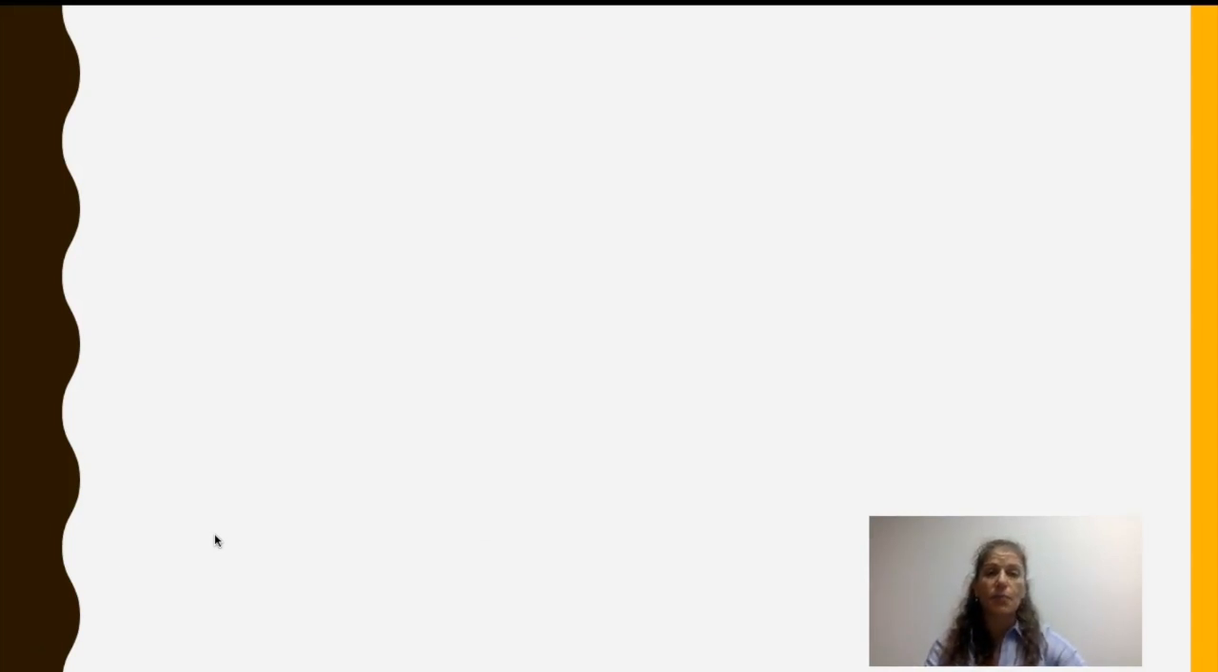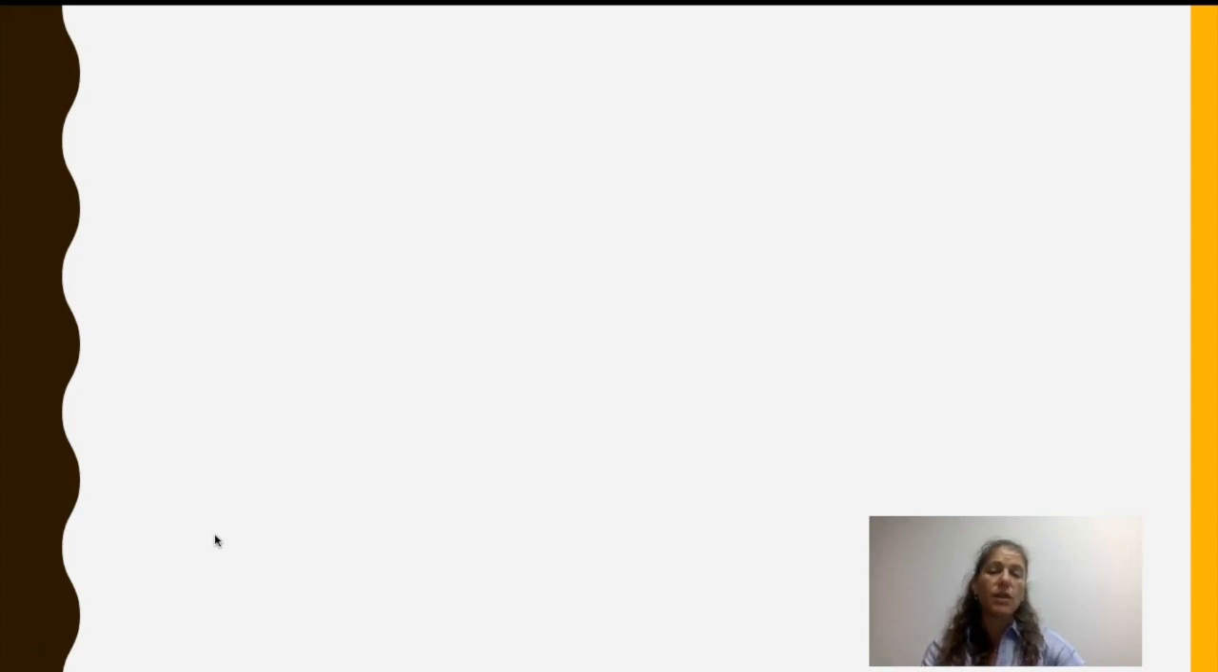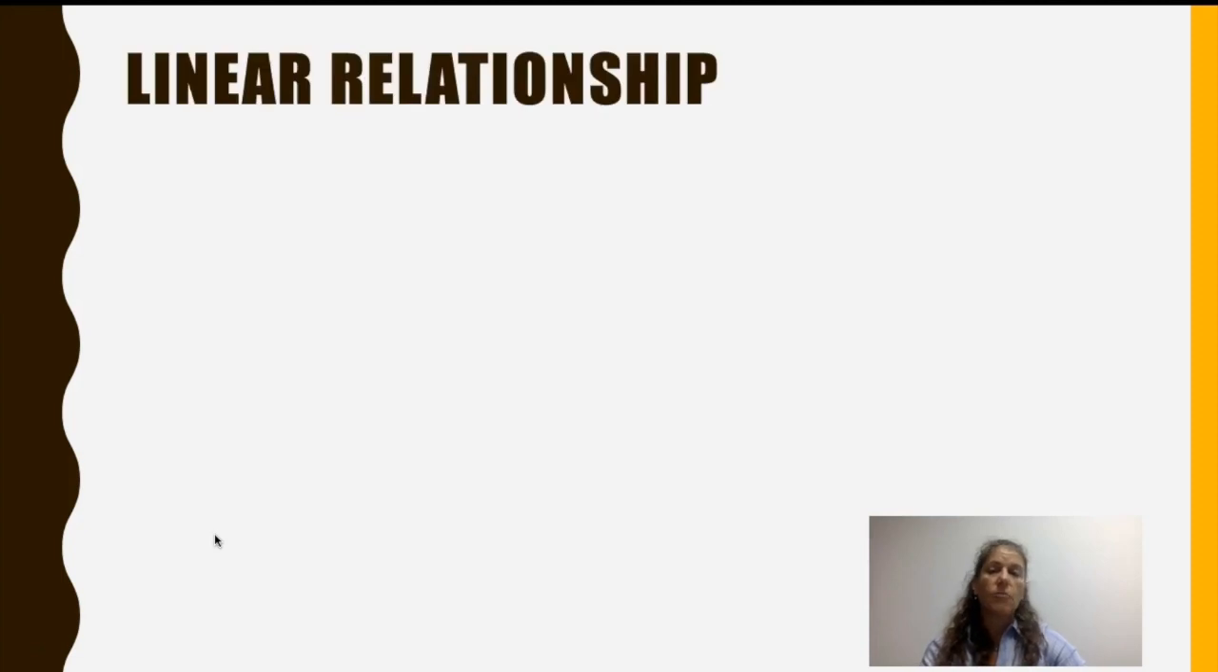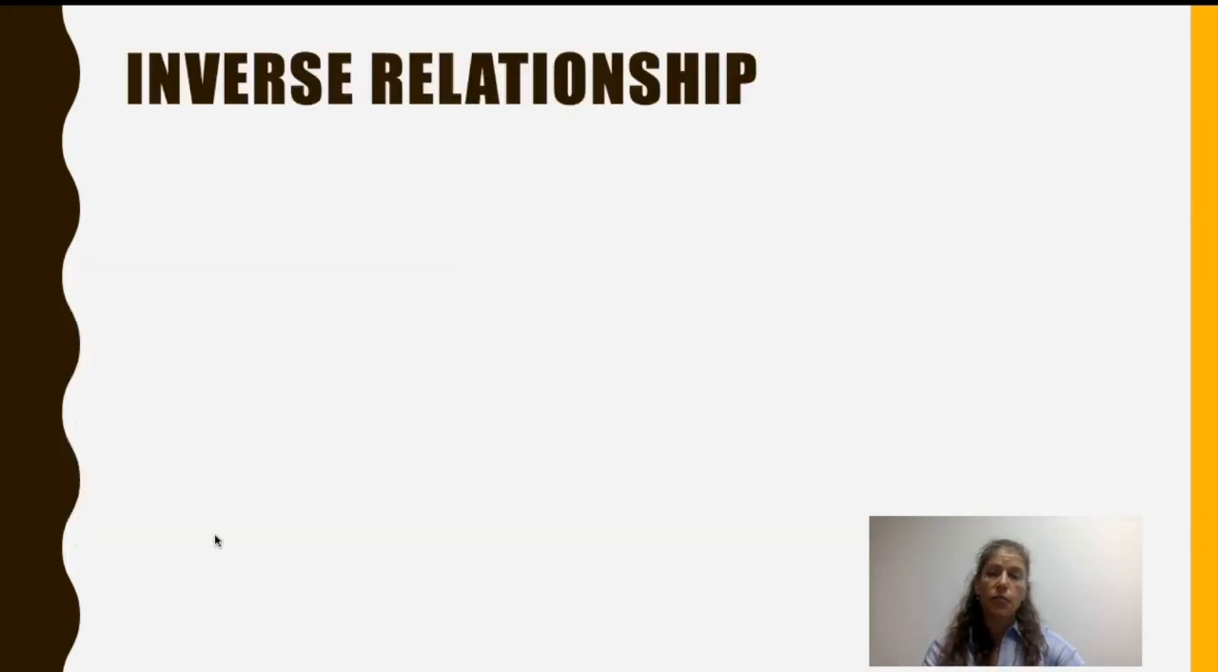So that's why we need to talk about this more than you might have done in the past. A trend line is the shape or form of typical graphs. So we call that a best fit line as well. So we're going to talk about a bunch of them. Linear relationships are the ones you're most familiar with. You start learning this when you're in middle school, right? Straight line relationships are the most common, where they have a constant slope and the form is y equals the slope times x.